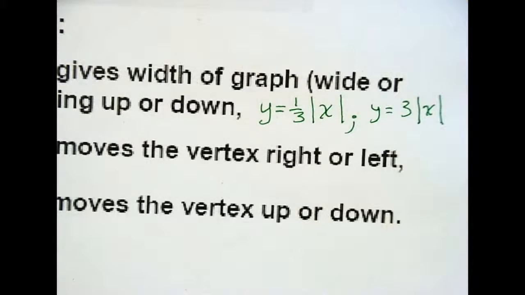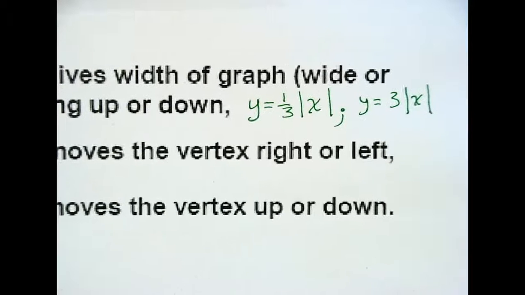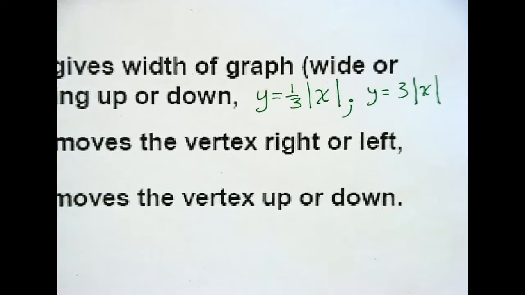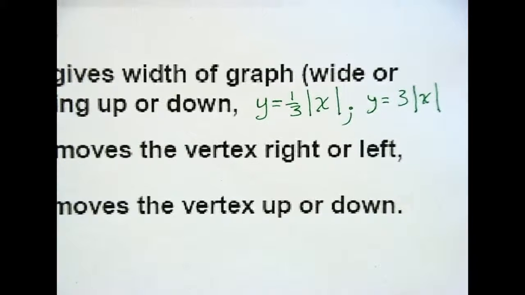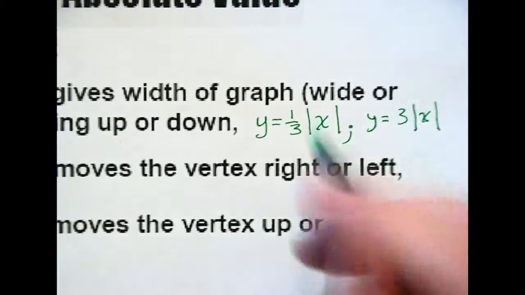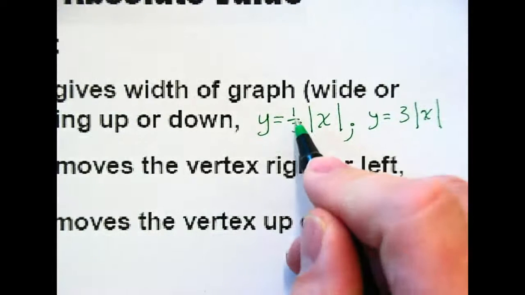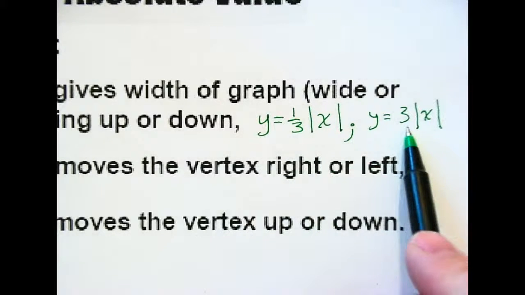Go and tell your neighbor. Tell them why. How you know it. 3 is... Okay, which one's wider? Which one's narrower? Tori. 1/3 is wider. Okay, so this would mean from my vertex, I would rise 1 and then run 3 in each direction. This would mean I would rise 3 and run 1.